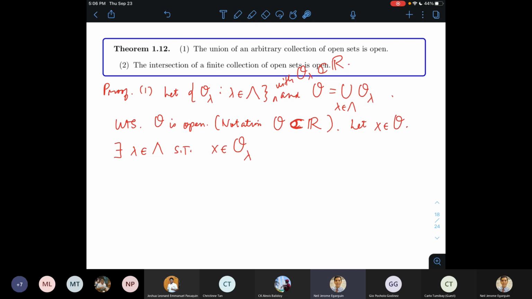Okay? So going back, alam ko na ngayon na si X ay nagbe-belong sa at least isang O sub lambda. Okay? Pero ano si O sub lambda? O sub lambda is open. So therefore, this means there exists an epsilon greater than 0 such that the open ball or the open set centered at X with radius epsilon is properly contained in big O sub lambda. Tama? Since big O sub lambda is open.